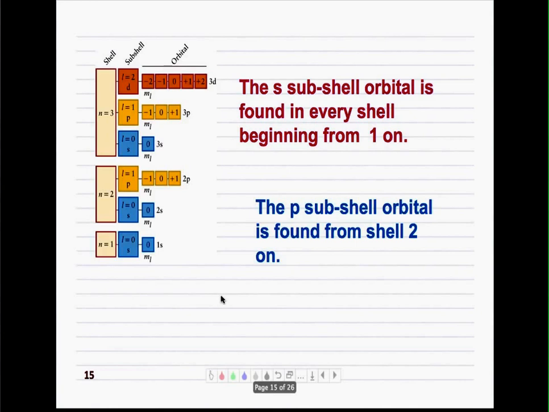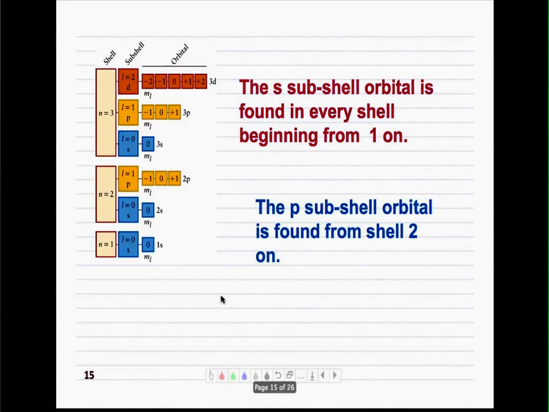Now, according to the quantum rule, n equal 1 is the first floor, n equal 2 is the second, the third, the fourth. So for me to know what exactly goes on the first floor, second floor, third floor, I'm going to use L, which is which apartment I'm going to choose to put on each floor, and that depends on n. So L is going to have any value from 0 to n minus 1, where for S, L equals 0, P is L equal 1, D is L equal 2, and F is L equal 3.